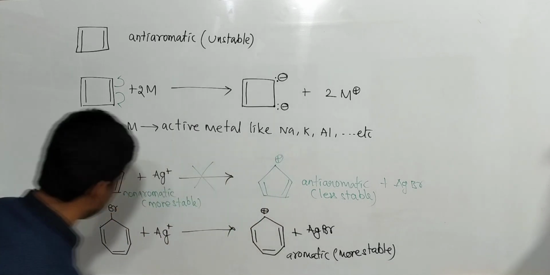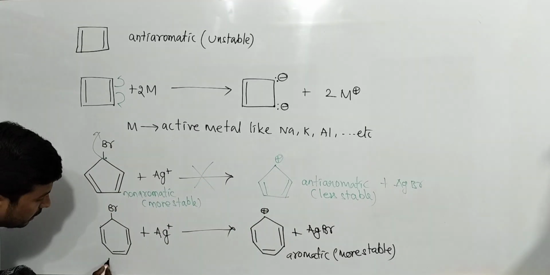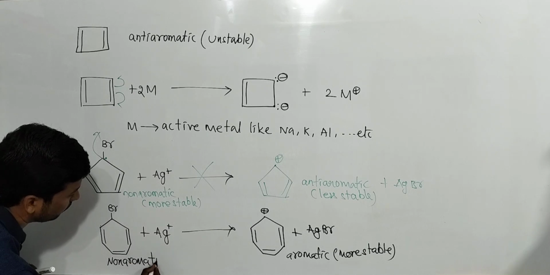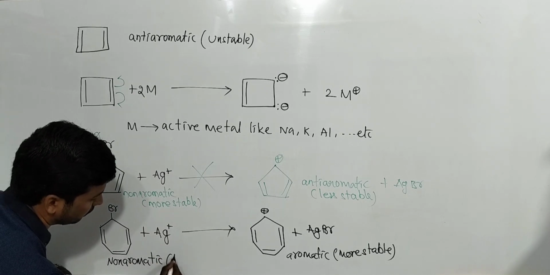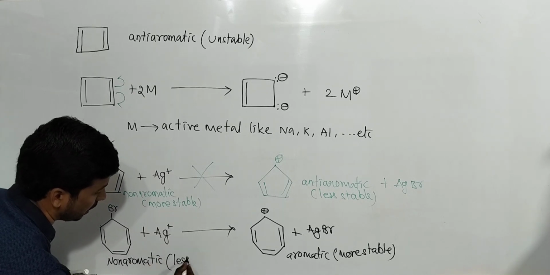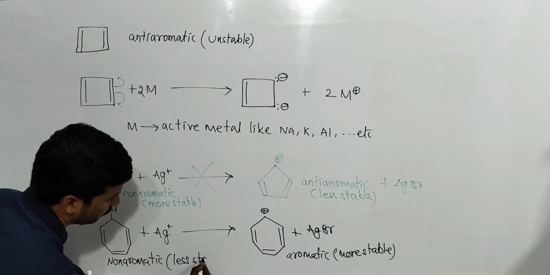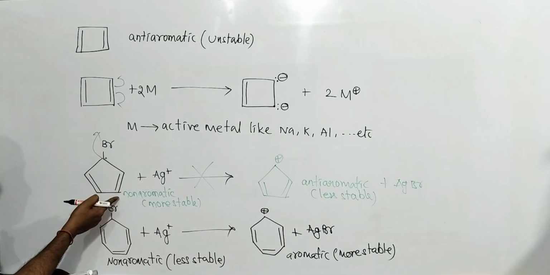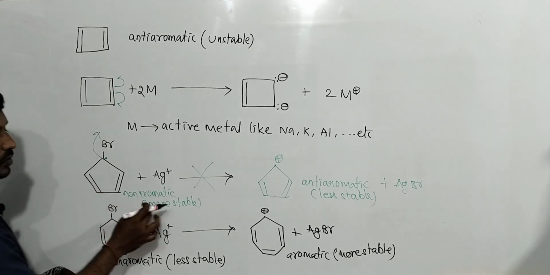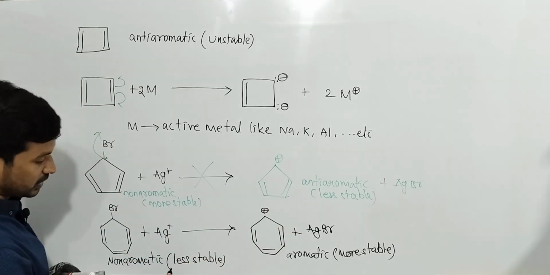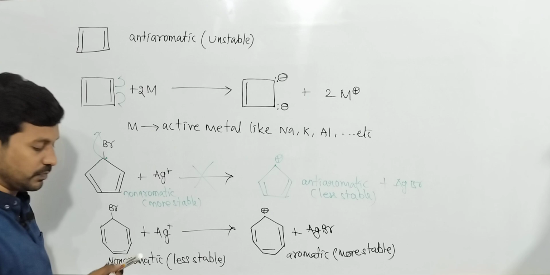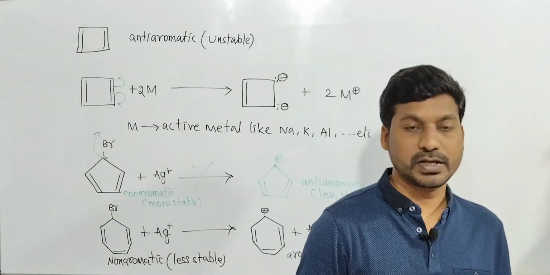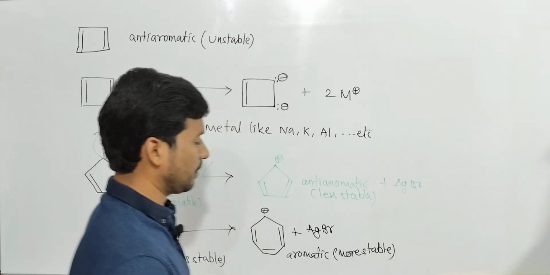Aromatic means more stable. This is what? Non-aromatic. Non-aromatic means less stable. Compared to aromatic, non-aromatic is less stable. But compared to anti-aromatic, non-aromatic is stable. That's why going from stable to more stable to less stable is not possible, less stable to more stable is possible. Okay, so this is one of the applications of aromatic character. Take this one.